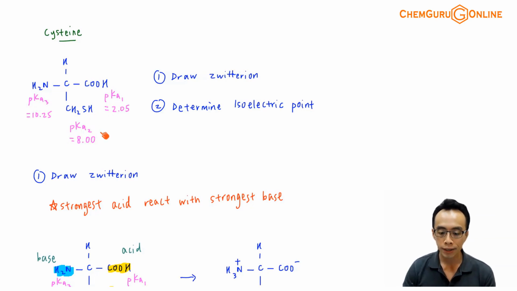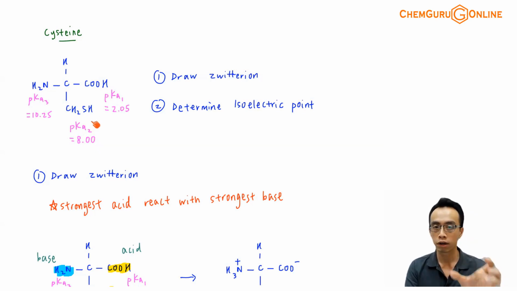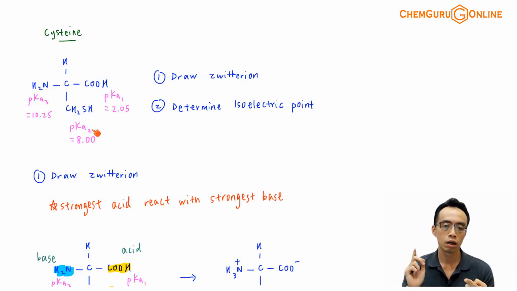Now the SH group is a proton donor. It is acidic in nature because it can donate H plus to form S minus. pKa2 is 8.00. What is interesting about this pKa2 equal to 8.00 is that, even though this pKa2 is greater than 7, it doesn't mean that this is a base. Whether this is an acid or base, we have to look at the functional group, not just purely the pKa value. So we have to be careful with that. This is my SH. SH should be able to donate H plus to form S minus, and this is an acid, pKa2 8.00.